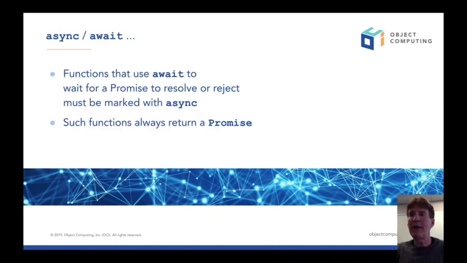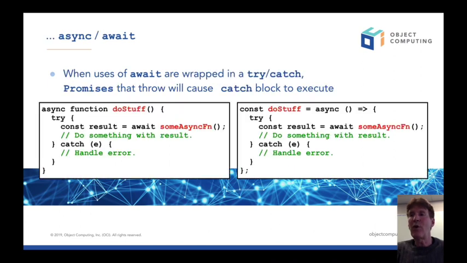Functions that use the await keyword to wait for a promise to resolve or reject must be marked with the async keyword. Such functions always return a promise. When uses of await are wrapped in a try-catch, promises that throw will cause the catch block to execute. For normal functions, this looks like the box on the left. For arrow functions, this looks like the box on the right.